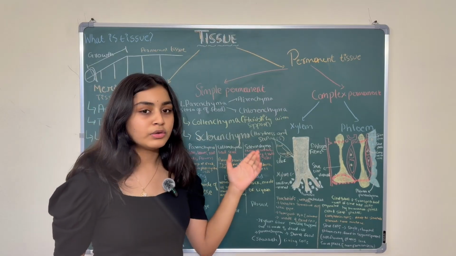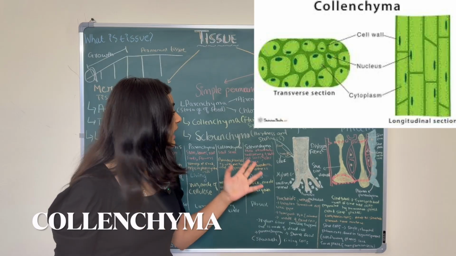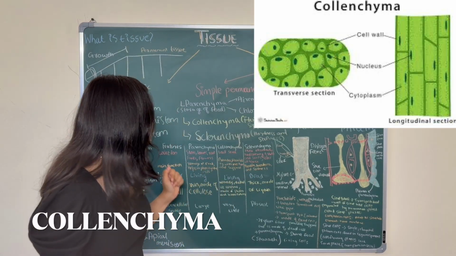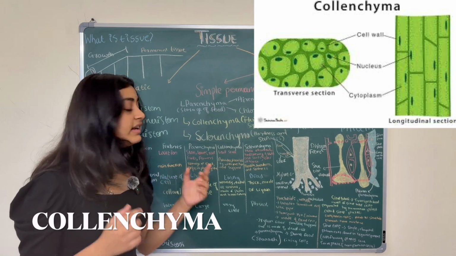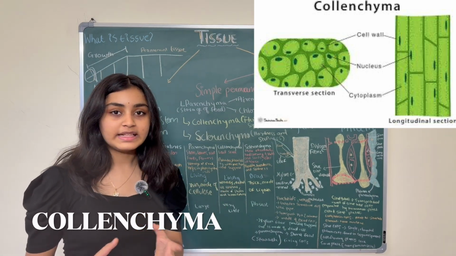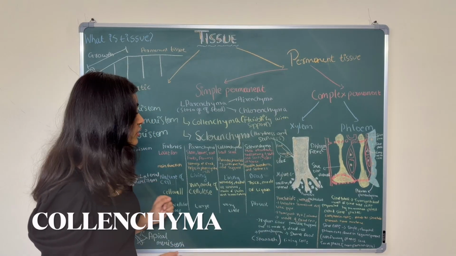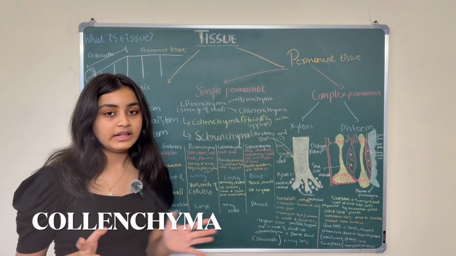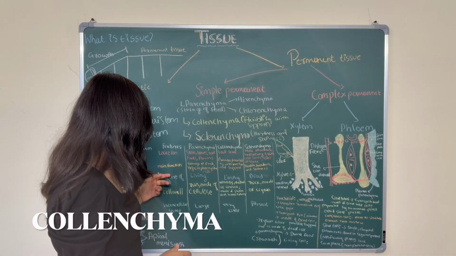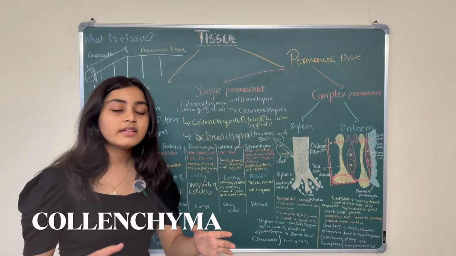Now moving on to collenchyma. Collenchyma mainly helps in flexibility and support. It is mainly found in the leaf stalk or the stem. The main function of collenchyma is to provide flexibility and support to the entire tree. Now, the nature of the cell: collenchyma is a living cell.